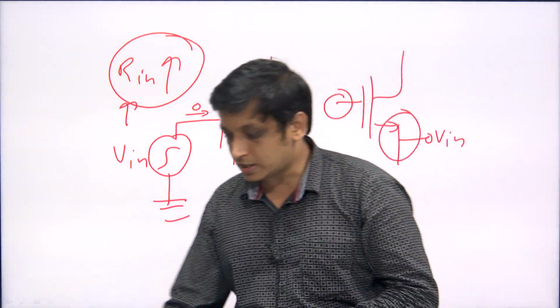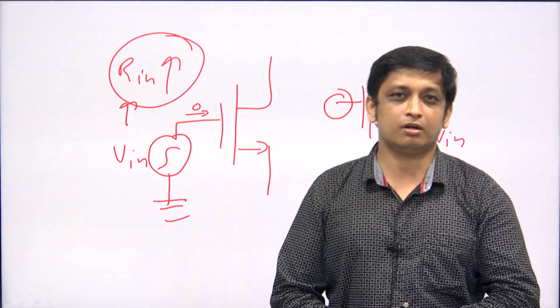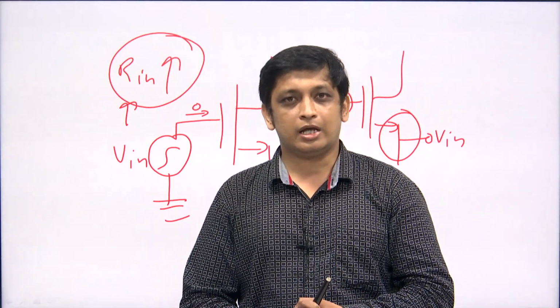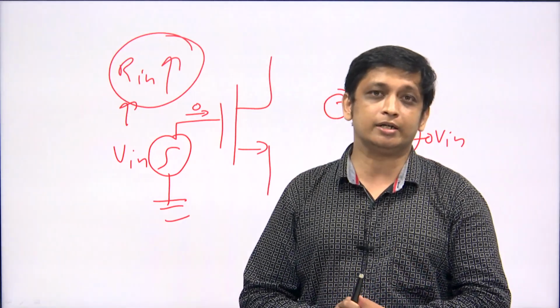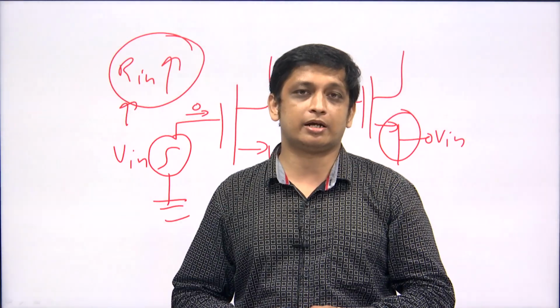So, in this class I have discussed the small signal model of MOSFET, then the common source amplifier without source resistance by drawing the hybrid model, and after that we have calculated the input and output resistance and the voltage gain.